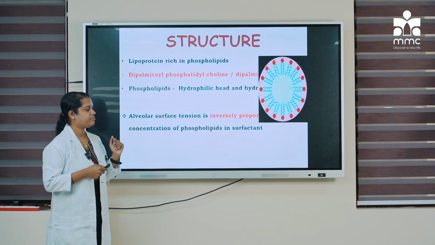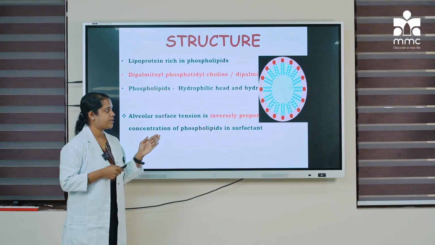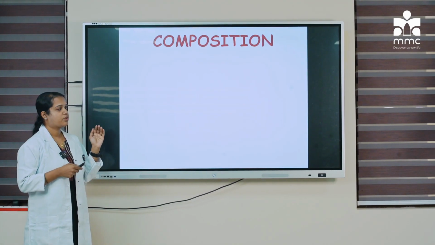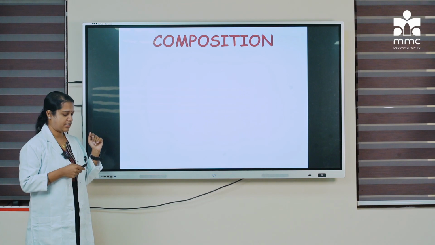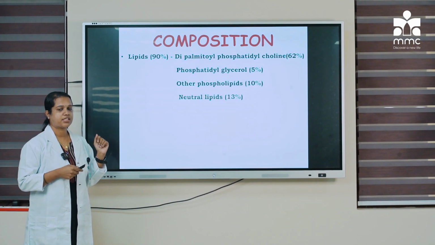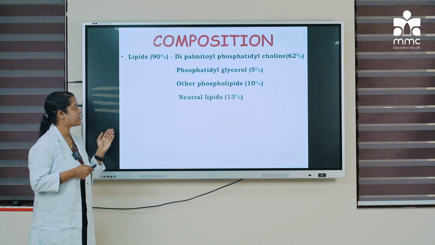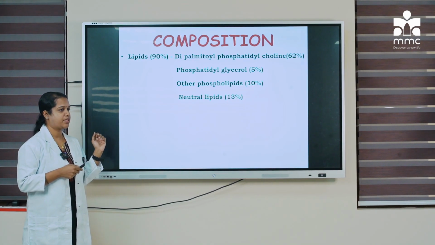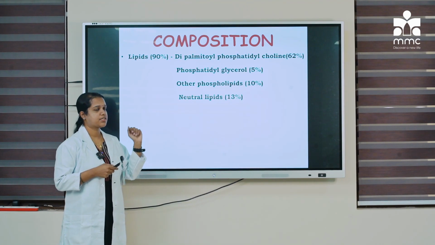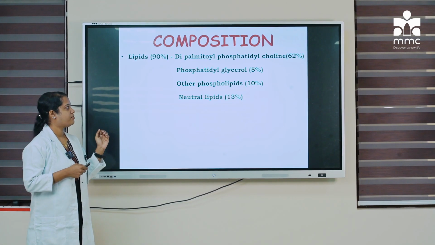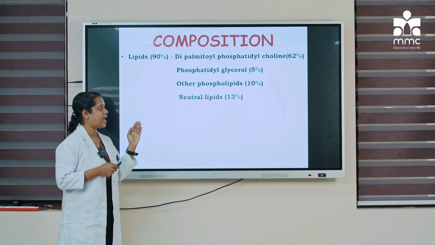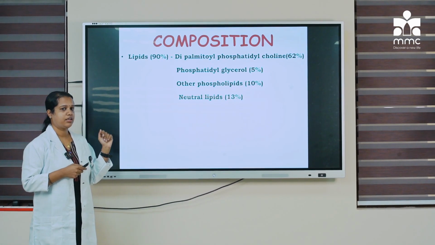This diagram shows you the structure of the phospholipids with a hydrophilic head and a hydrophobic tail. Now coming to the composition of the surfactant. As I have already mentioned, the major composition of the surfactant is lipids. 90% of the surfactant is composed of lipids, which mainly includes dipalmitoyl phosphatidylcholine, accounting for 62% of the total lipids. 5% is phosphatidylglycerol, 10% other phospholipids and 13% neutral lipids.